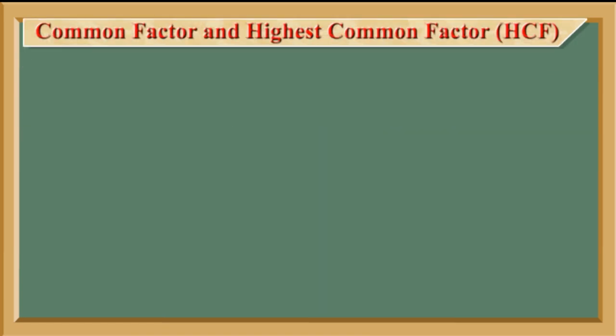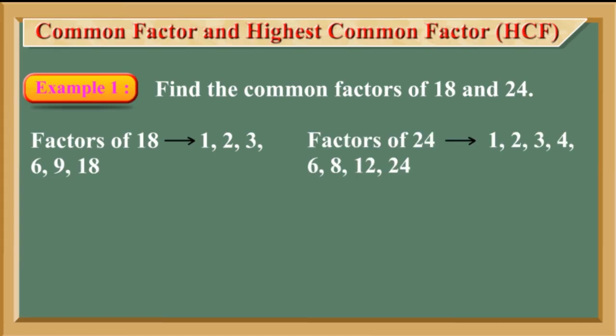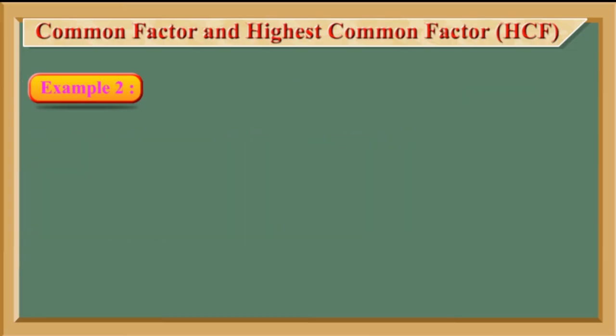Common factor and highest common factor, HCF. Example 1. Find the common factors of 18 and 24. Factors of 18: 1, 2, 3, 6, 9 and 18. Factors of 24: 1, 2, 3, 4, 6, 8, 12, 24. Common factors: 1, 2, 3 and 6.